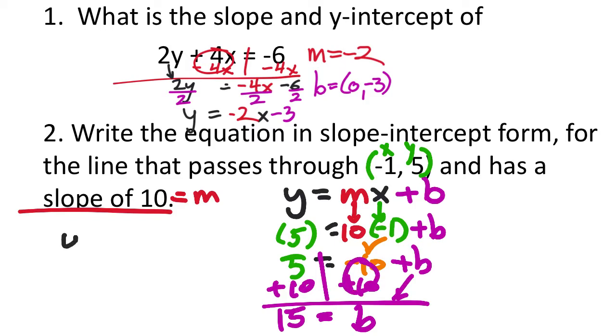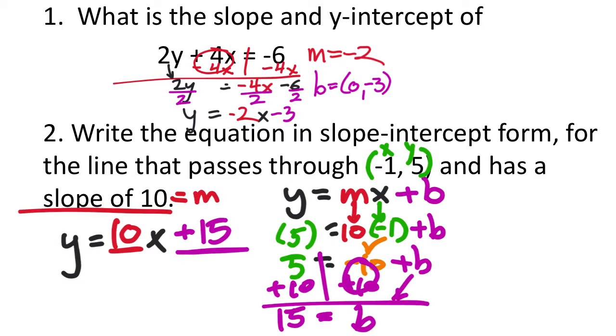So, in slope-intercept form, y equals mx plus b. In those two boxes, we just found the slope is 10. We already knew the slope was 10, but now we know the y-intercept is 0, 15. So just put that plus 15 right there. And that would be the equation in slope-intercept form.